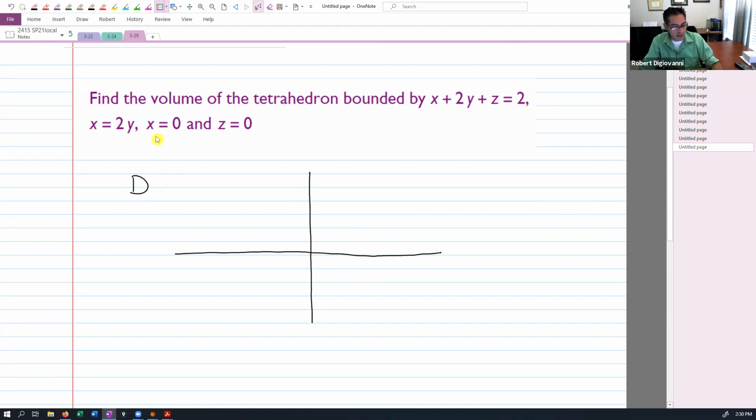Let's try and figure out what D looks like, which is the ground. Okay, let's just figure out what the ground is. X equals 0 is this right here, right? That's X equals 0, like a line in two-dimensional space. Okay, X equals 2Y. Let's do this one. That's a line that goes like this. That's Y equals 1/2 X.